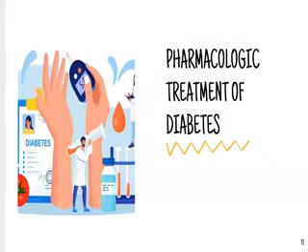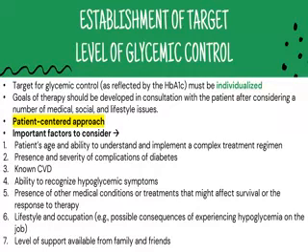Pharmacologic treatment of diabetes, that is, firstly, establishment of target level of glycemic control. Target for glycemic control, as reflected by the HbA1c, must be individualized. Goals of therapy should be developed in consultation with the patient after considering a number of medical, social, lifestyle issues. Patient-centered approach should be followed. Important factors to consider: patient's age.